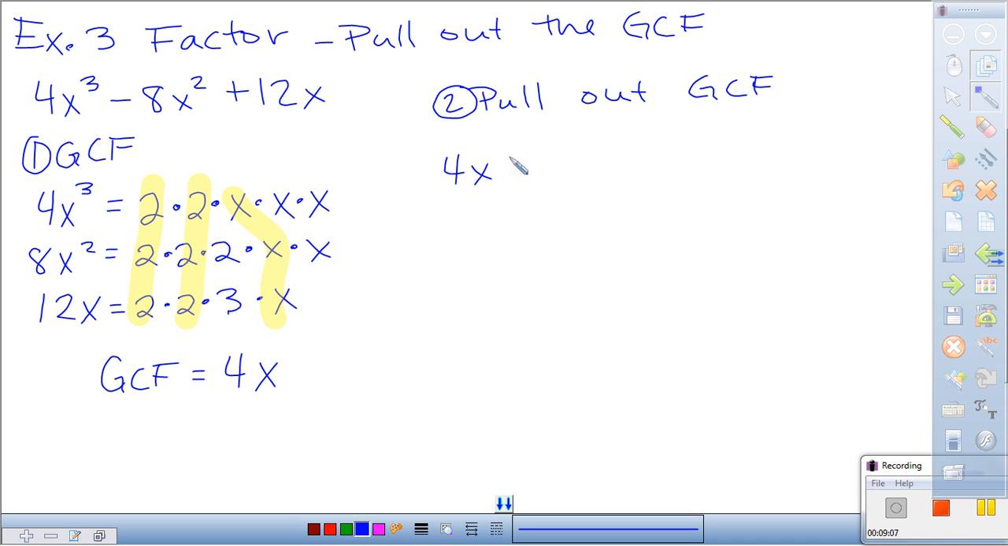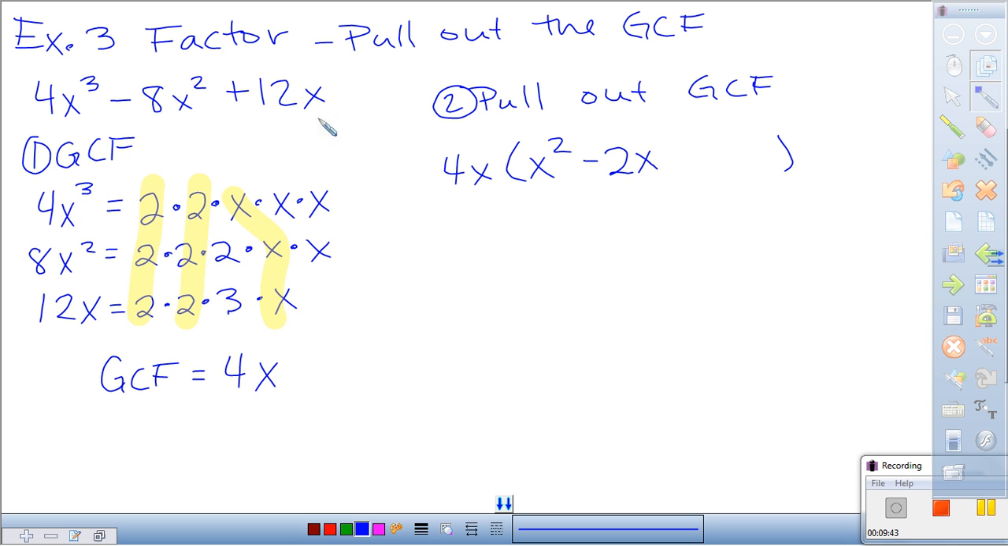So I have 4x times what will give us 4x cubed minus 8x squared plus 12x. And you'll see that our answer is going to look like the problems we were solving in example 1. So I have 4x times what would give me 4x cubed? Well, I already have the 4 taken care of. So x times what would give me x cubed? Well, x squared. Then I have this negative 8x squared. 4x times what would give me negative 8x squared? Well, 4 times negative 2 would give me negative 8, and x times x would give me x squared. So 4x times negative 2x is negative 8x squared.